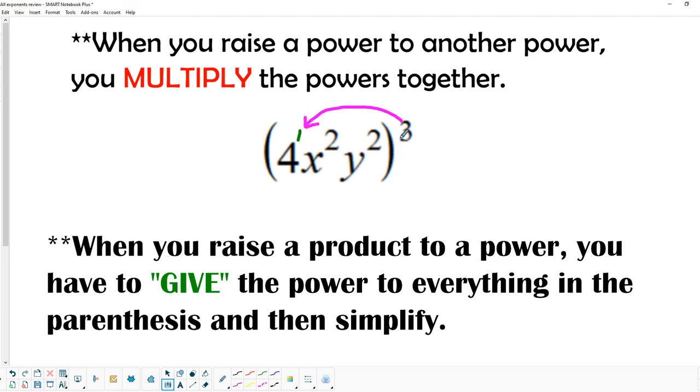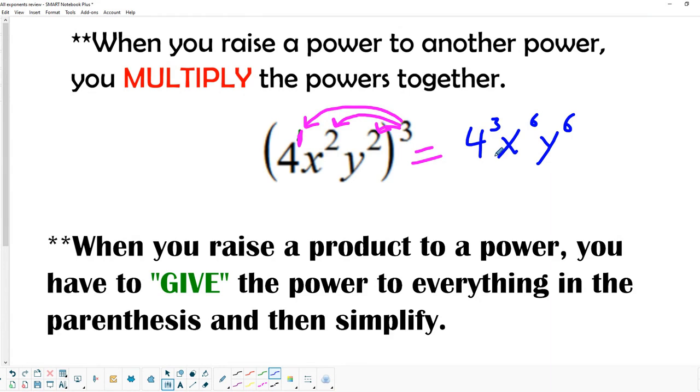And one of the mistakes that most people make, when they do make a mistake, is they don't multiply that power to any constant out front that's got a 1 on it for an exponent, so we can't forget that. So if we do that, we end up with 4 to the 3rd, x to the 6th, and y to the 6th.